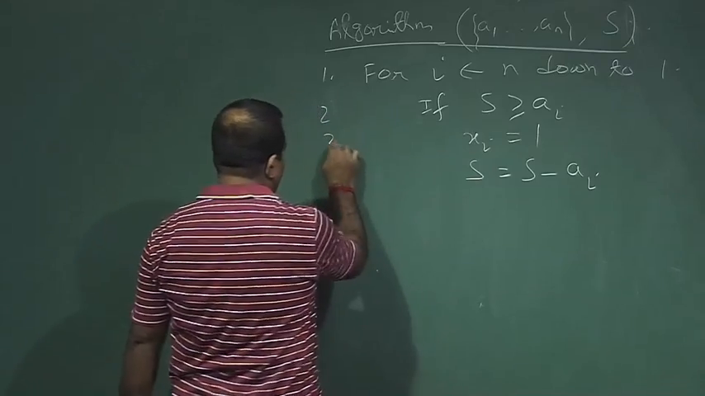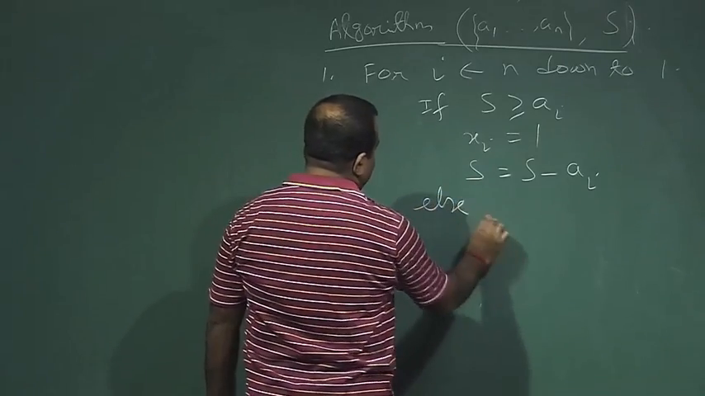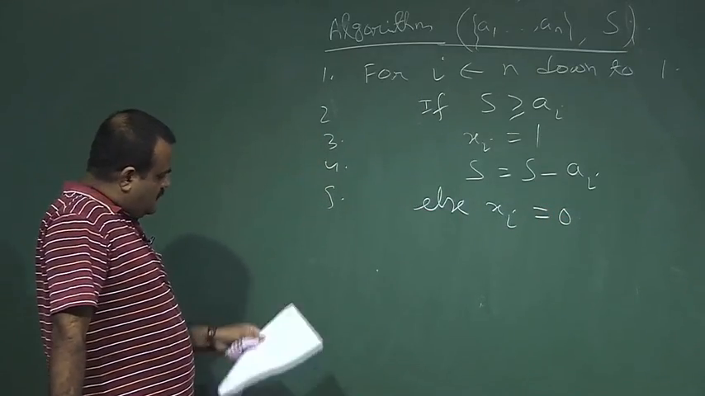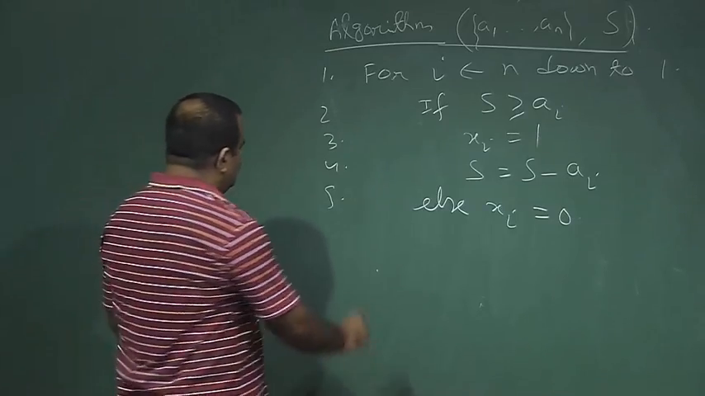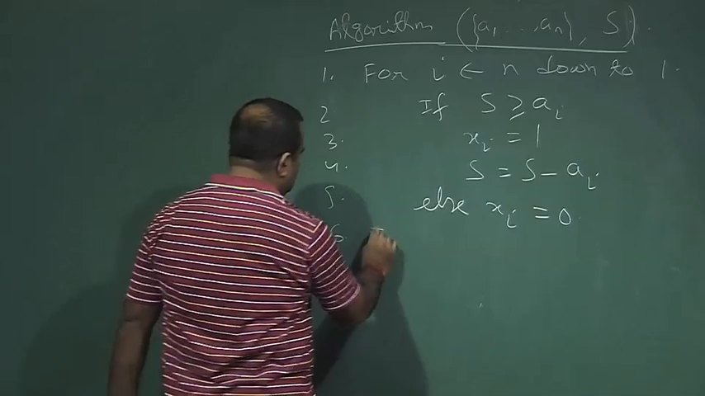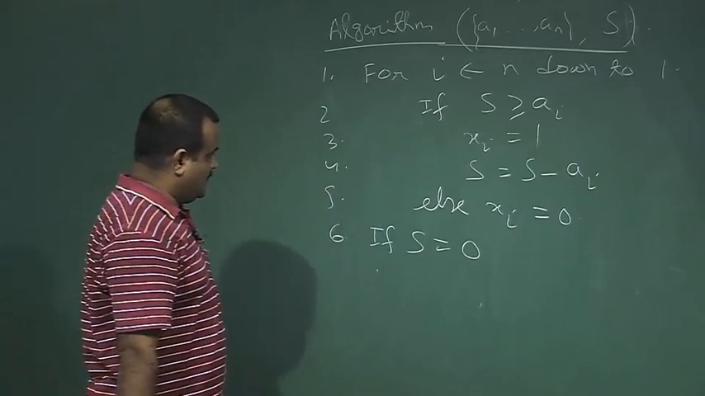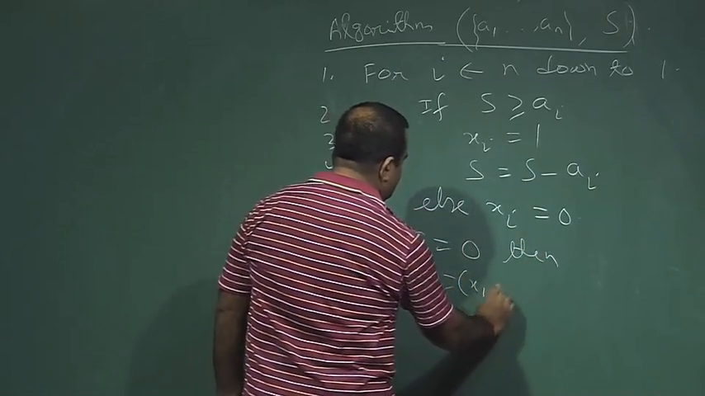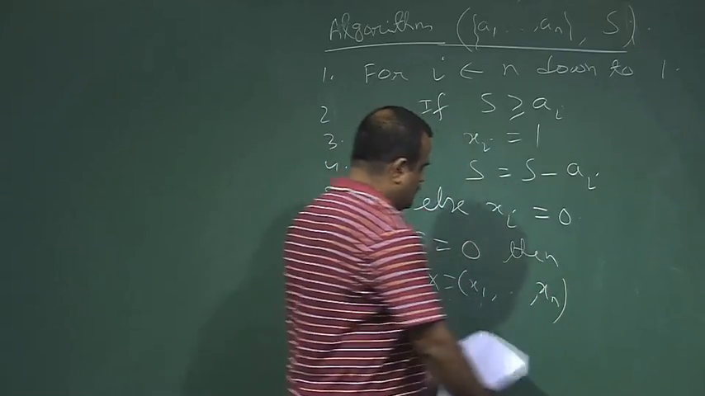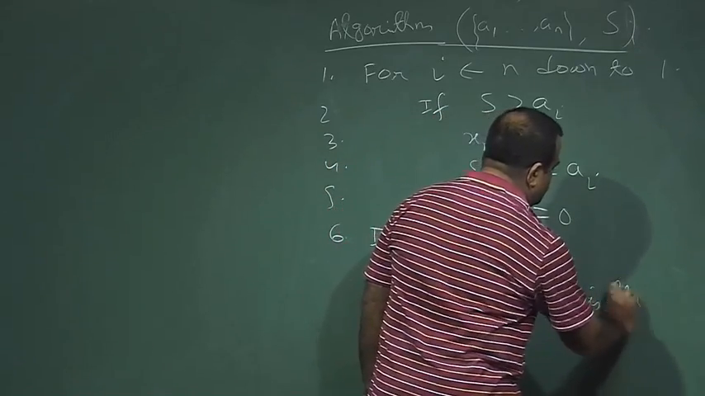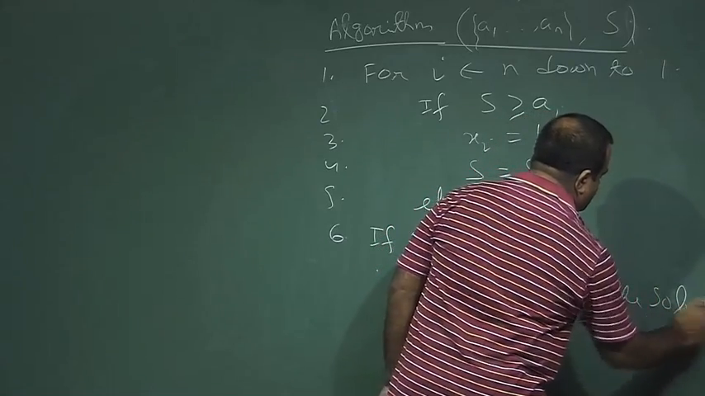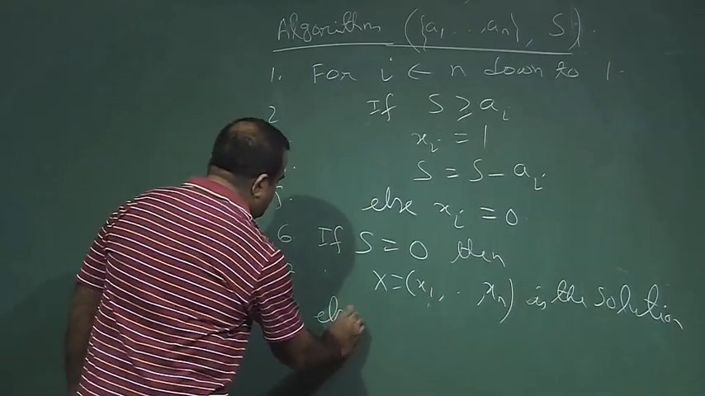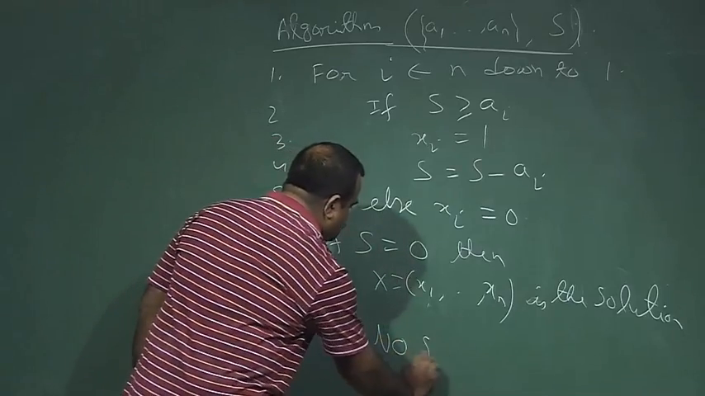Else x_i is 0. So this is the loop, and then finally if S is 0, then we return x_1, x_2, ..., x_n as the solution, else no solution. No solution exists.